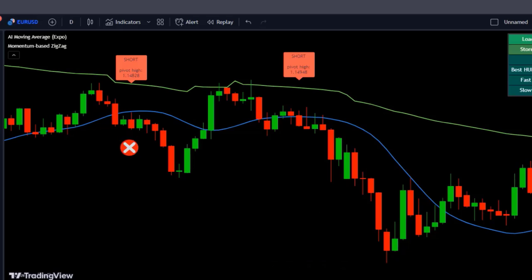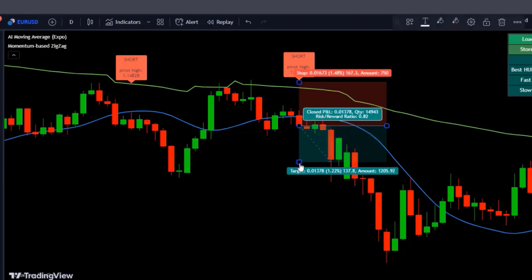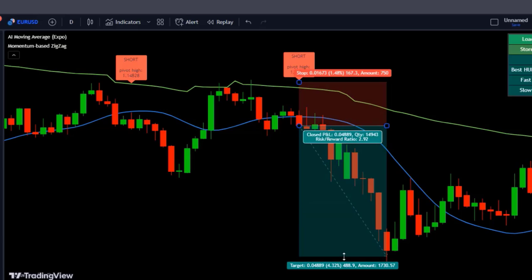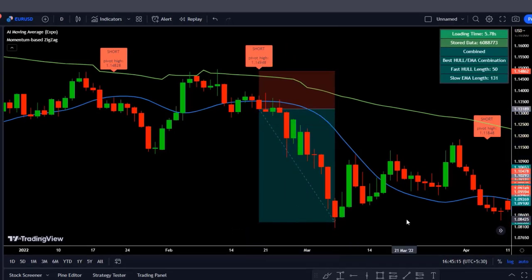In this example, we see that all the rules are in place. We would have opened a short trade at the close of the price bar and set the stop loss slightly above the recent swing high. The exit rules are very easy. We close the position manually as soon as the candlestick closes above the Hull MA.